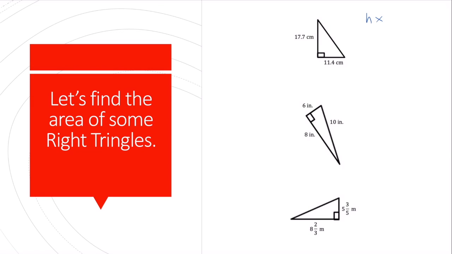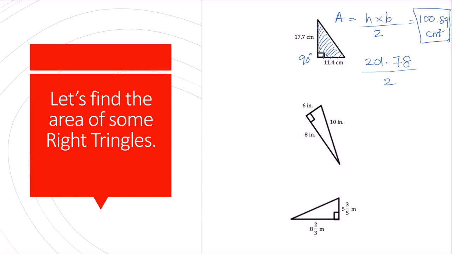Alright, so we have a right triangle here. Area is equal to height times base, divided by 2. The height and the base are 17 and 7/10 times 11 and 4/10. That's going to give me 201 and 78 hundredths. But we're not done. We have to divide this by 2. It's going to give me 189 centimeters squared.